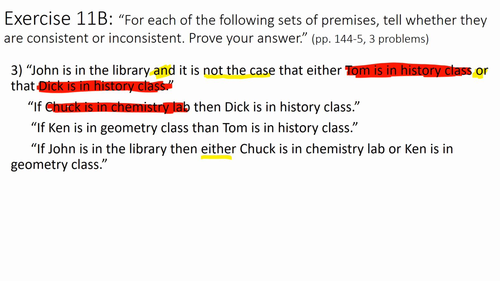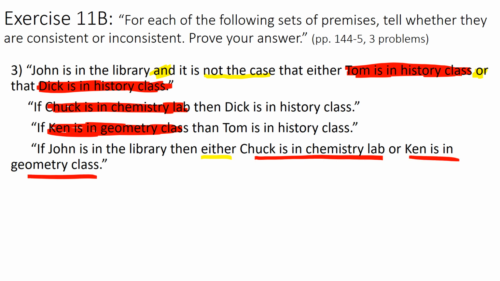Likewise, if we look at the third premise, if we deny the consequent, we can deny the antecedent. We can deny that Ken is in geometry class. So we're going to deny Chuck is in chemistry lab and that Ken is in geometry class. But we know, at least according to the first premise, that John is in the library. This kicks in the antecedent. The antecedent is the case, so at least one of these two should be the case, but both are contradicted by the above premises. So this is definitely an inconsistent set of premises as a result.